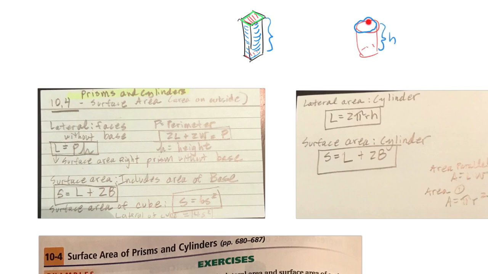It's just that we have a special word for the perimeter of a circle. We call it the circumference, and the circumference is always going to be 2 pi r, which is why it's right here, okay? So just keep in mind that this formula is essentially the same thing as this formula. It's just that we use a P to represent the perimeter of a polygon base, and we use 2 pi r, also known as the circumference, to represent the perimeter of the cylinder base, okay? So that is what's happening when it comes to lateral area.